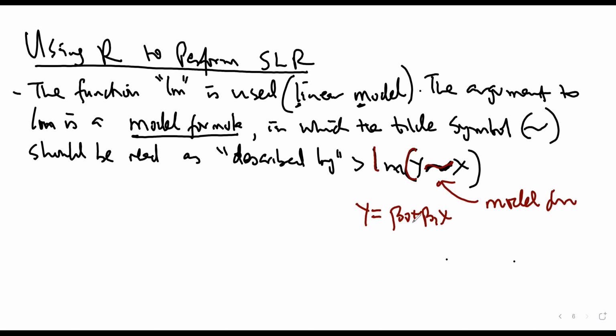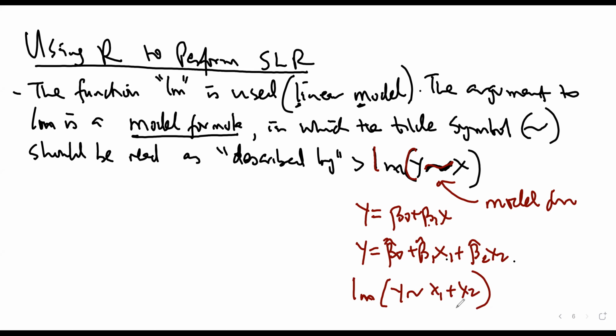Okay, if you are fitting, let's say, a multiple linear regression model with two explanatory variables, for example, if you want to fit beta naught plus beta 1 x1 plus beta 2 x2, these are estimates of course, then your R code will be lm, then you have y, then you have now x1 plus x2, then you close. That's how you will fit it in R.